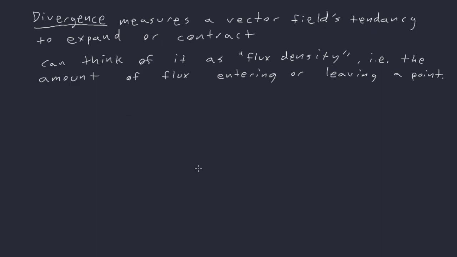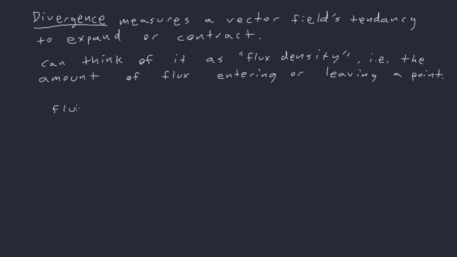Okay, so divergence, it essentially measures a vector field's tendency to expand or contract. And you can think of it on a microscopic level. I'll talk about what I mean in a second, but on a pointwise level. So you can think of this as flux density, i.e. how the amount of flux entering or leaving a point. Okay, so what exactly does that mean?